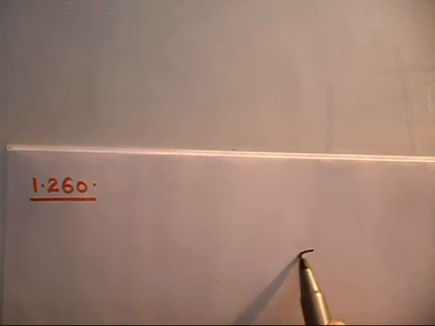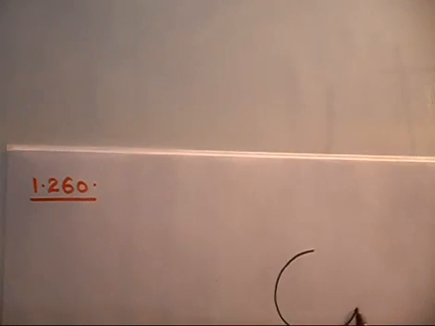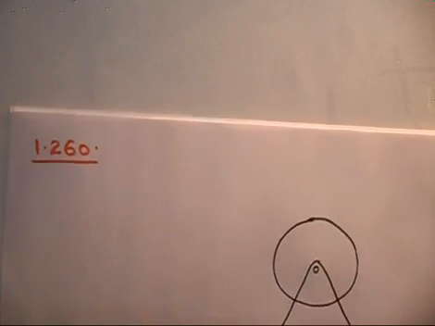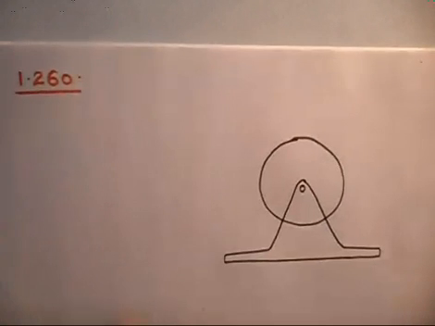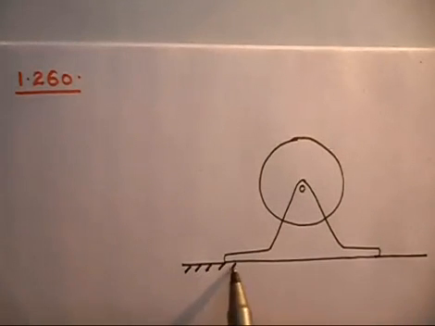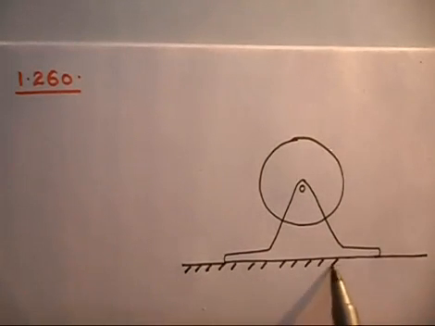So there is a wheel, something of a wheel kind, and this is mounted on an axle. So this is the axle. Now this is kept on the floor. Okay, are you able to see or not? So this is the figure. Now this is kept on some surface. So we have a surface.